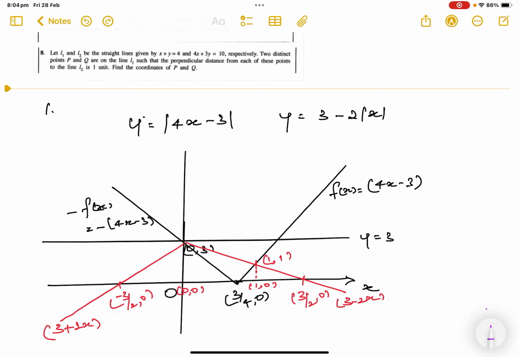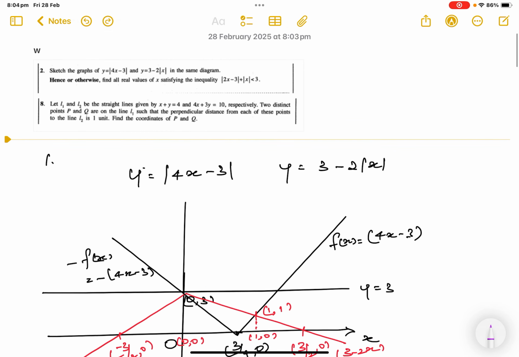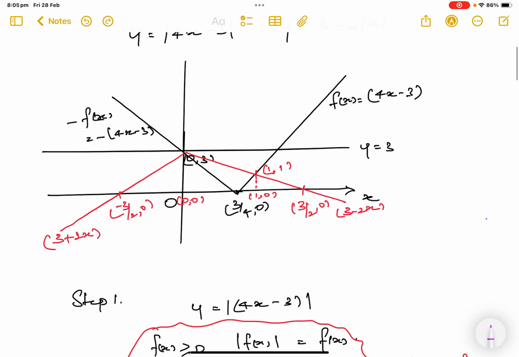Just write the two functions, or two graphs. The modulus of two graphs: y equals the modulus of 4x minus 3, and y equals 3 minus 2x. So this is the graph for the modulus. I have the sketch, but do not look at the sketch now. This is the full sketch, but I just wanted to go through step by step how I have achieved this graph for the modulus functions.